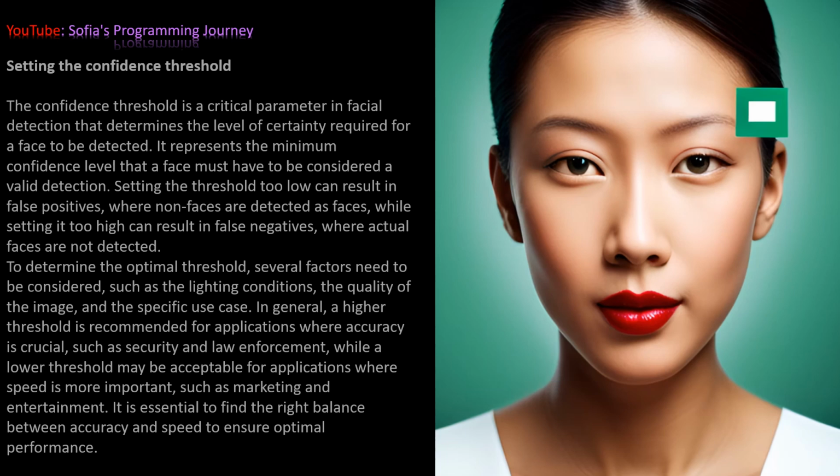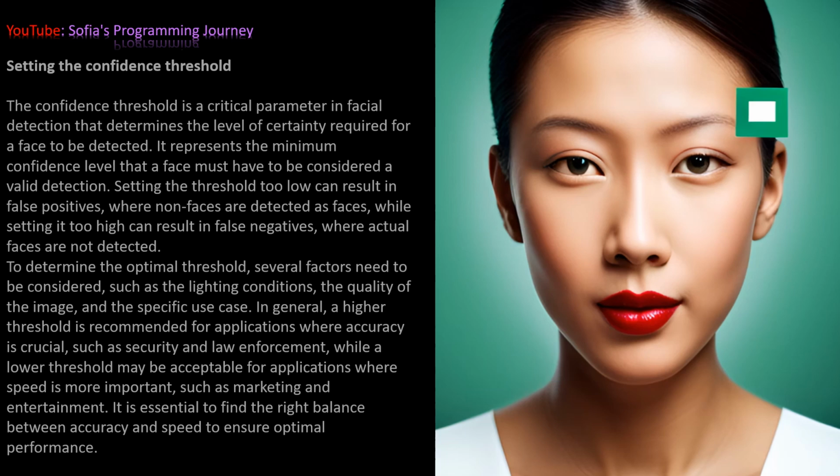The confidence threshold is a critical parameter in facial detection that determines the level of certainty required for a face to be detected. It represents the minimum confidence level that a face must have to be considered a valid detection. Setting the threshold too low can result in false positives, where non-faces are detected as faces, while setting it too high can result in false negatives, where actual faces are not detected.